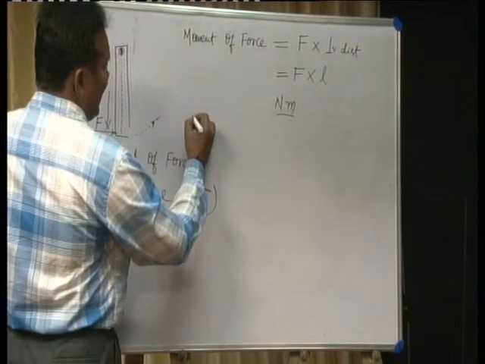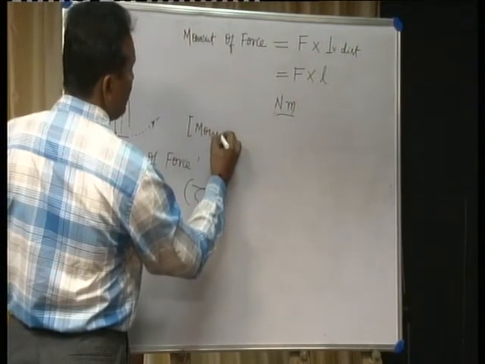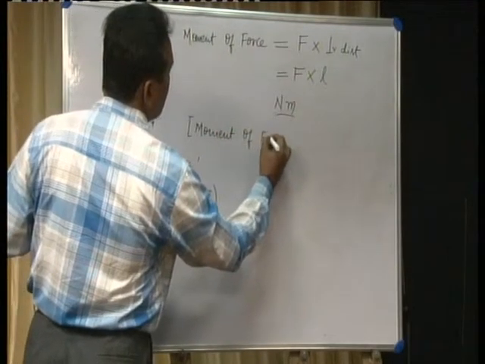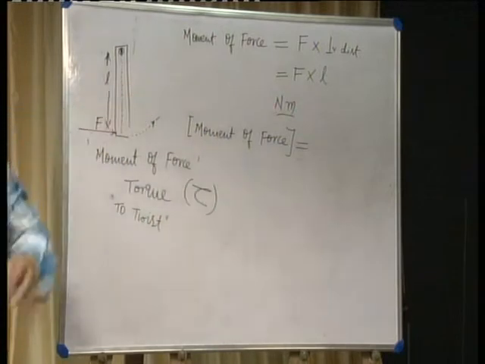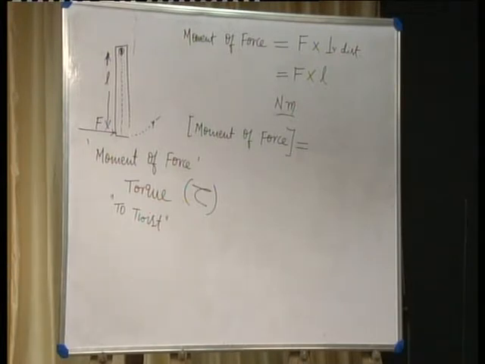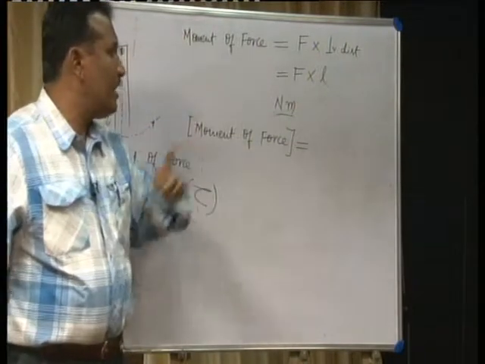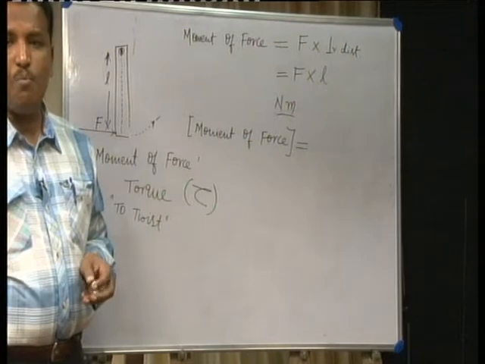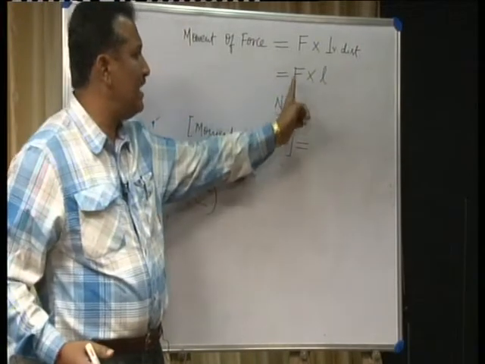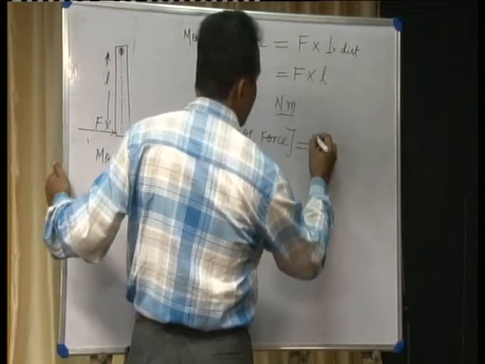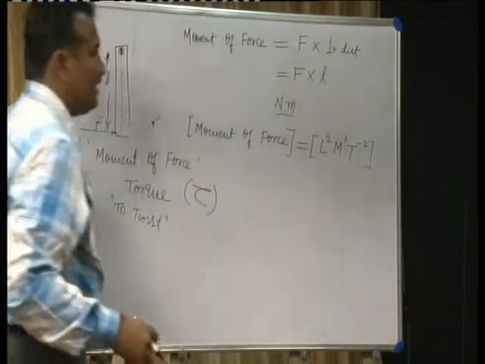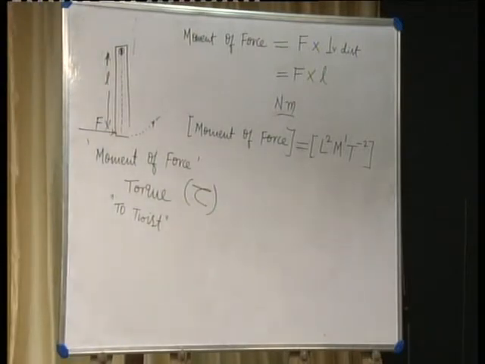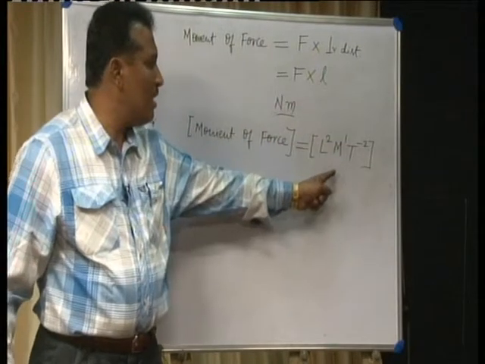Now what is the dimensional formula or dimensional equation of moment of force? You just recall how you write the dimensional equations for different physical quantities. Force is given as mass into acceleration. Acceleration is velocity divided by time, and velocity is displacement divided by time. So the dimensional equation of force is L1 M1 T minus 2. One more length is there, L into L is L square. Therefore, you can rewrite this as L square M1 T minus 2. Now you can say the dimensional equation of moment of force is 2 in length, 1 in mass and minus 2 in time.